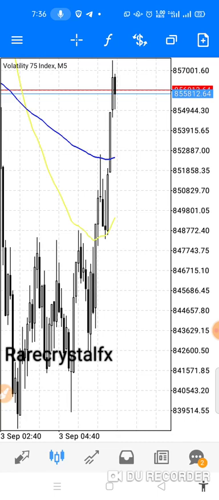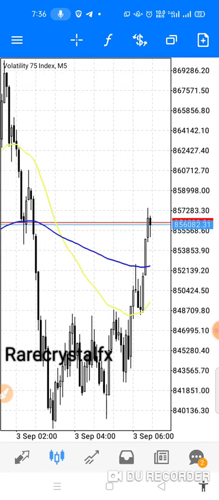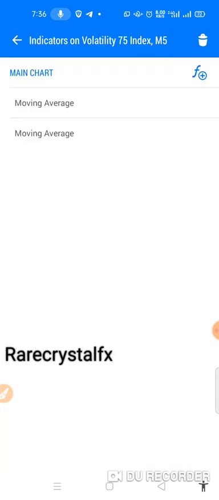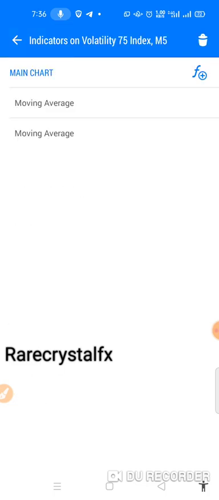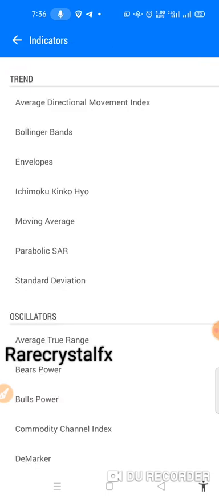What's the period of the moving average? 250, and it must be exponential. You click on the F sign, the F plus at the front here. I don't know whether you use an iPhone or anything. You click on this F plus sign, then search for moving average. Then you can see moving average here. You choose moving average, edit, and put the values there.